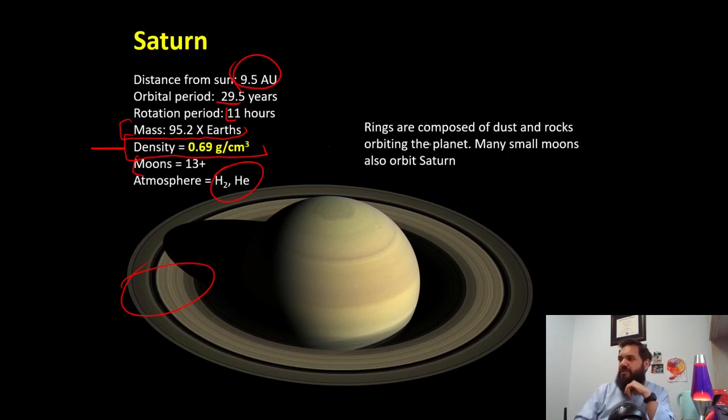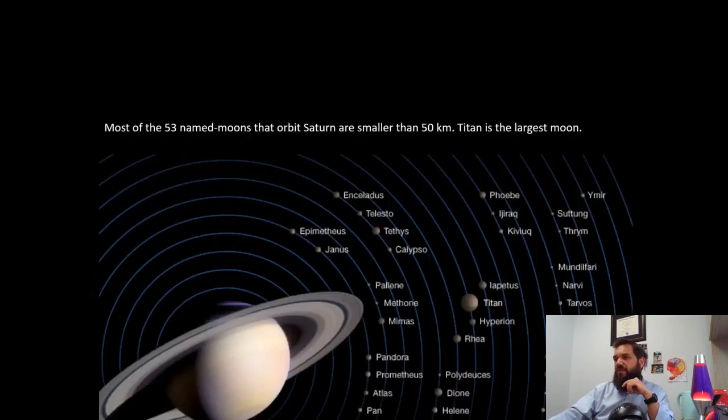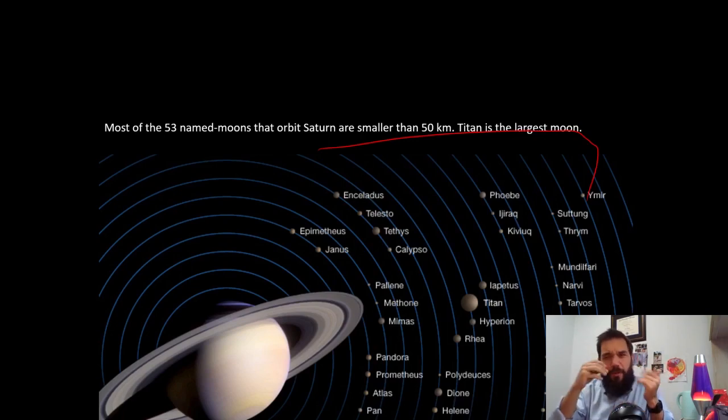Rings are composed of dust and rocks orbiting the planet. Many small moons also orbit Saturn. Here are some of the big ones. Tethys, Rhea, Titan is really the largest one. So you have the rings, and then you start to get these moons. Enceladus is also an important moon because it's yet again a moon where we think there might be liquid water, very similar to Europa. Titan is the largest of the moons there, but you can see these are all the moons of Saturn. There's just a ton of them, right? Some of them are very small, though, only 50 kilometers. It's not very big at all.